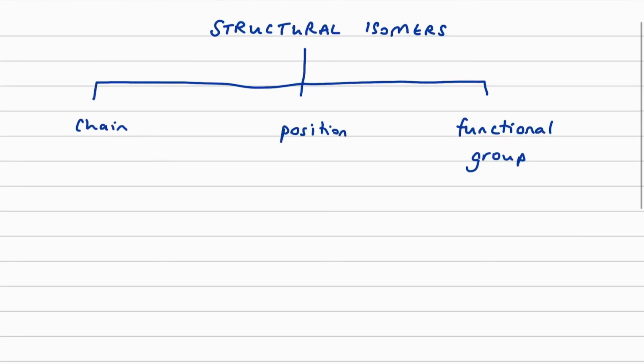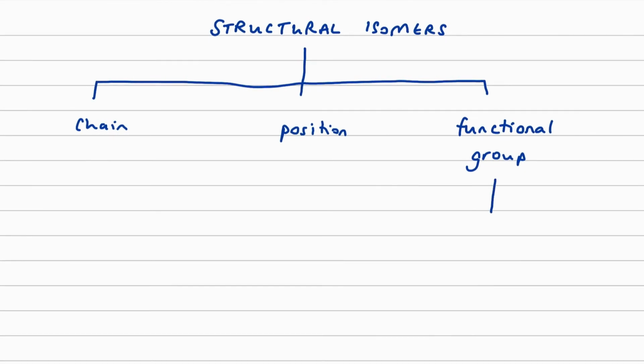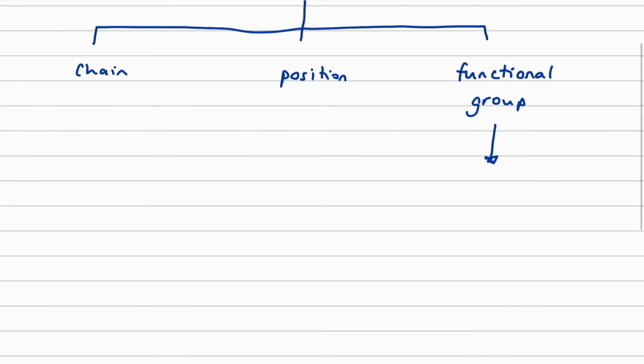And finally, that brings us to functional group isomerism. So this is where we've got molecules with the same molecular formula, but the atoms are arranged differently such that we end up with different functional groups. And this is going to have a huge effect on both the physical and the chemical properties. So let me give you a classic example.